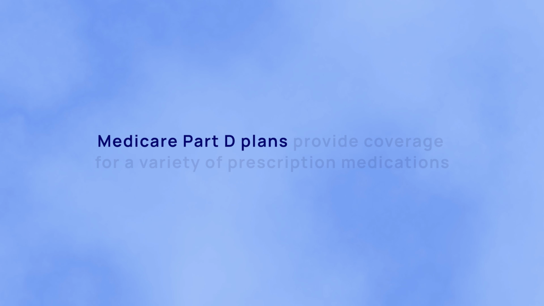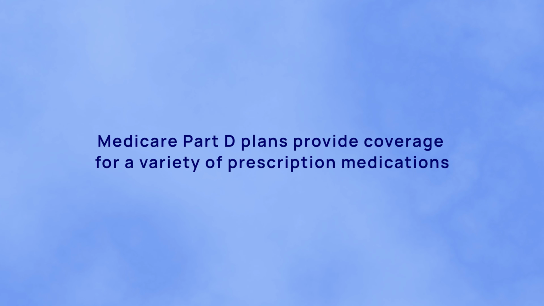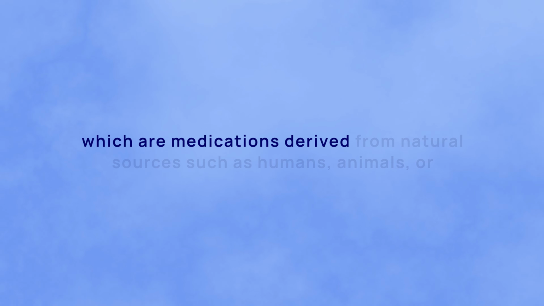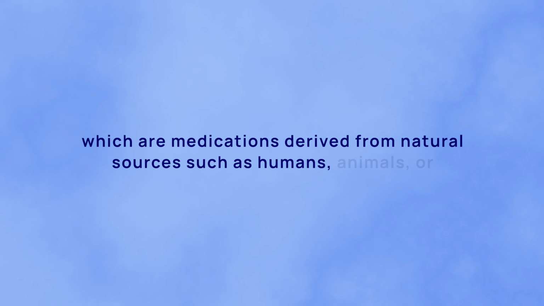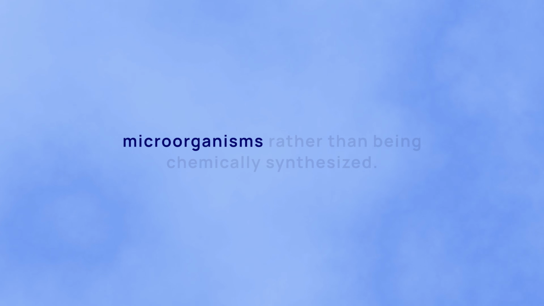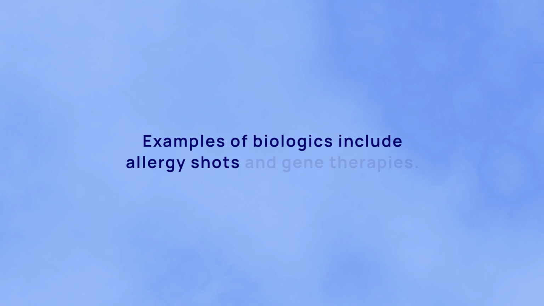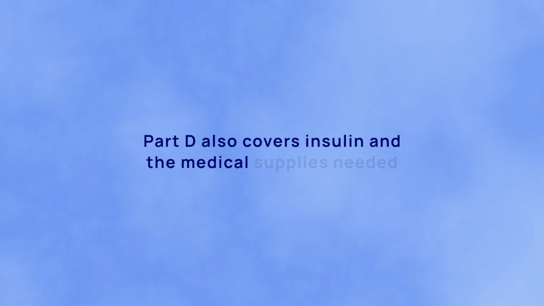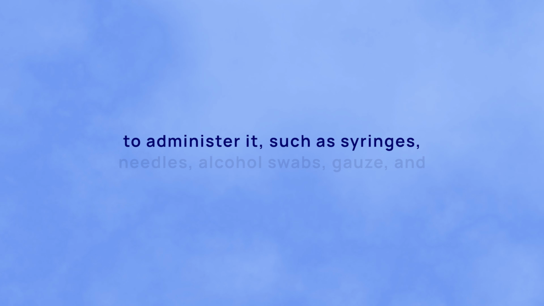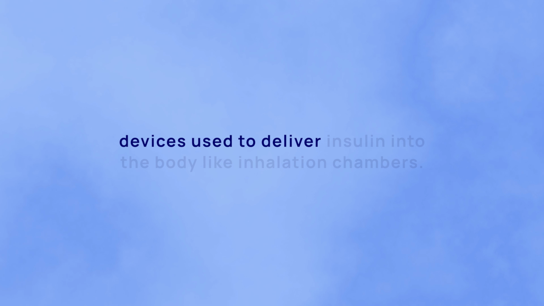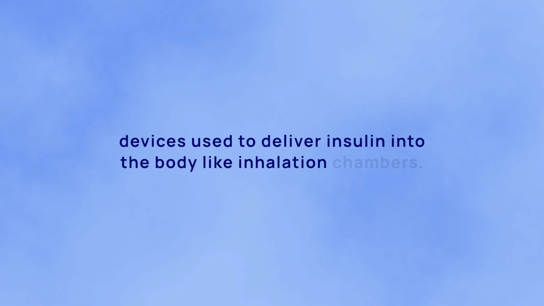Medicare Part D plans provide coverage for a variety of prescription medications and related products. This includes traditional prescription drugs as well as biologics, which are medications derived from natural sources, such as humans, animals, or microorganisms rather than being chemically synthesized. Examples of biologics include allergy shots and gene therapies. Part D also covers insulin and the medical supplies needed to administer it, such as syringes, needles, alcohol swabs, gauze, and devices used to deliver insulin into the body, like inhalation chambers.